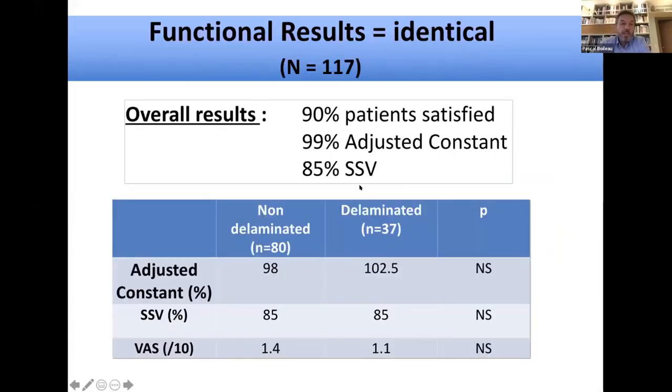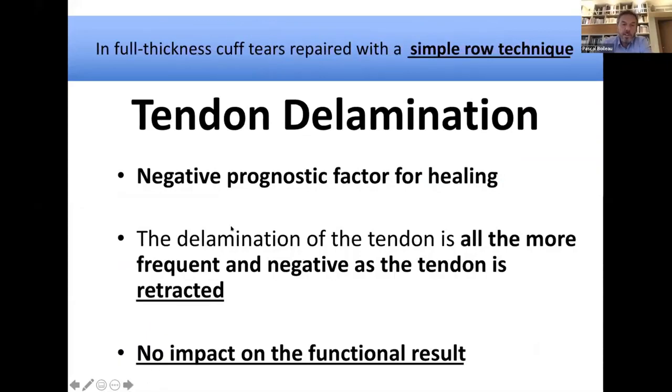The patients were happy in the majority of the cases. You see 95% of patients satisfied and a very good Constant score. And there was no impact of the healing on the functional result. However, we found that in this series of single-row repair, delamination of the tendon was a negative prognostic factor for healing. And the delamination was worse when there was more retraction, but it has no impact on the functional result.